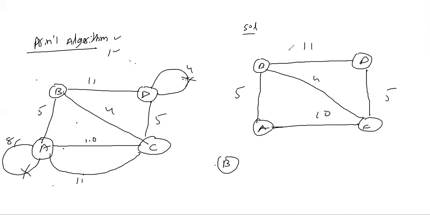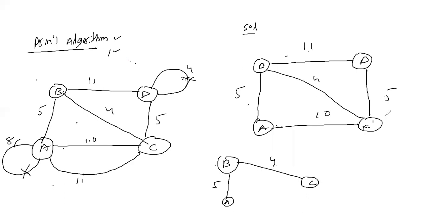B to D, B to A. Which is the smallest one? B to A. How much is its value? 5. Next, A to C, how much is its value? A to C is 10. B to C is 4. Which is the smallest one? B to C, the smallest one is 4.